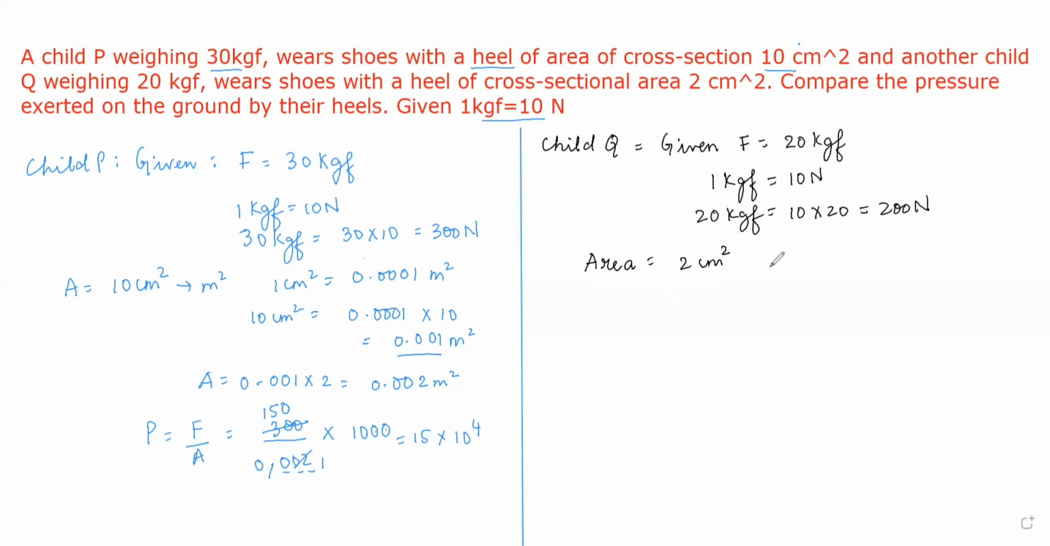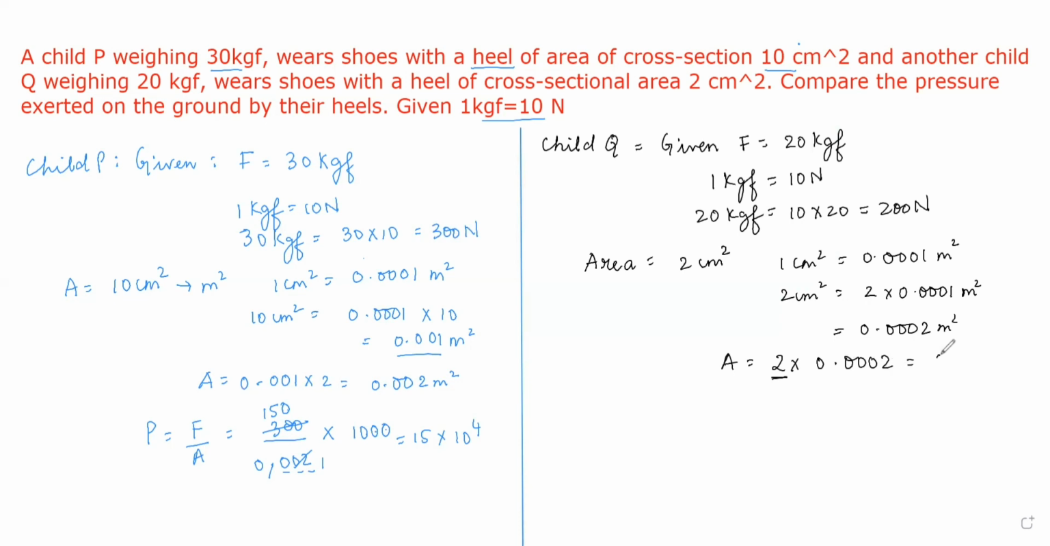So first let's convert this into meter square. So 1 centimeter square is equals to 0.0001 meter square. So 2 centimeter square is equals to 2 into 0.0001 meter square. That would be 0.0002 meter square. Now we will multiply this by 2 because again there are 2 heels. So 2 into 0.0002, that is 0.0004 meter square is your area. Now let's find out pressure.